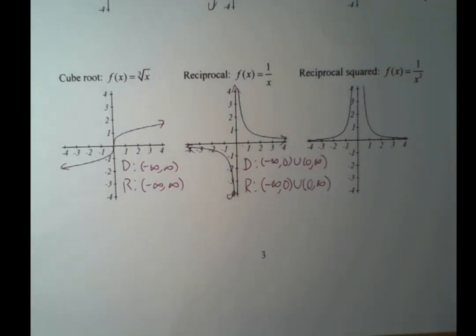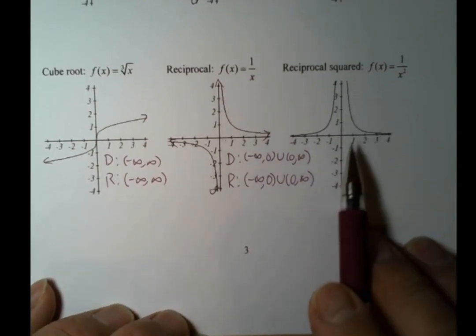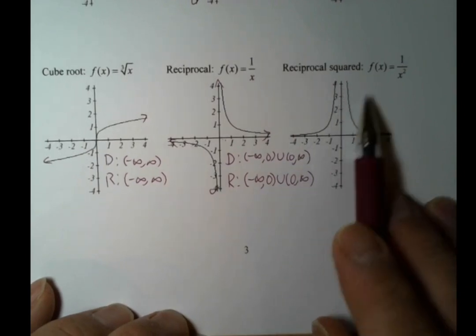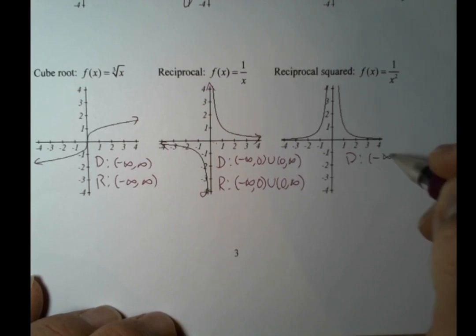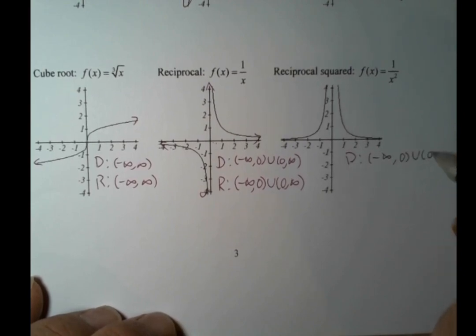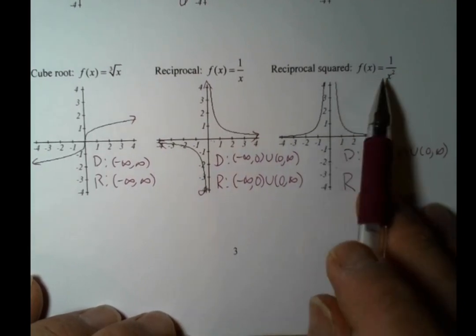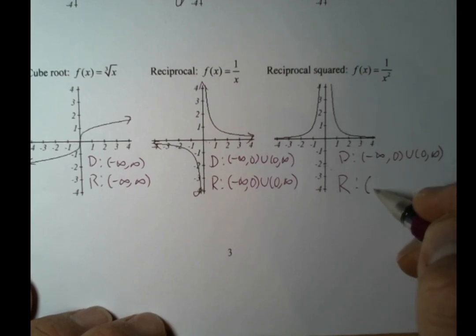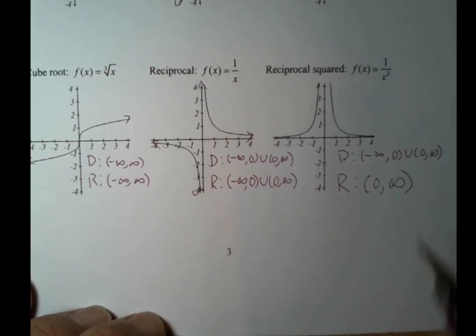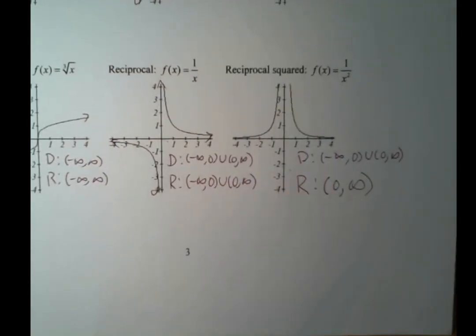All right. And then lastly here, our reciprocal squared. Here we have kind of a break since we can't divide by 0. So the domain, similar, is negative infinity to 0, union with 0 to infinity. And then the range, notice it's only positive values since we're squaring here, but it's not going to be 0. So from 0 to infinity. All right. And that is the domain and the range of our toolkit functions.